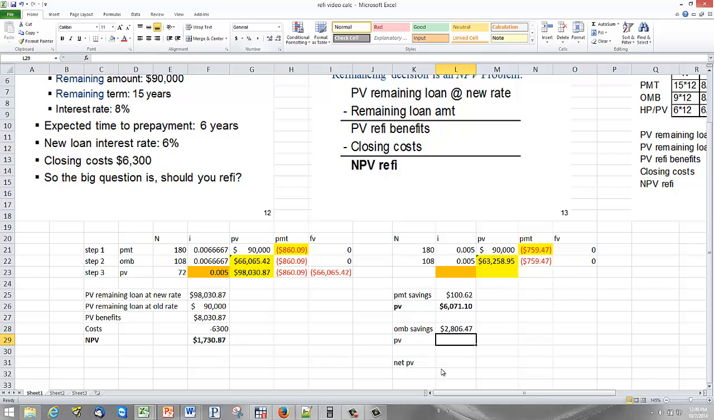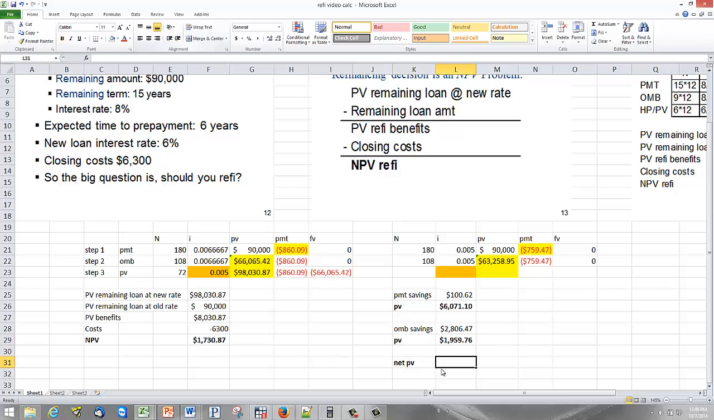Similarly, I want to find the present value of the outstanding mortgage balance, and I'm going to use the new rate. It occurs 72 months from now. I have no interim payments, and then my future value is that much. Again, I flip the sign just to make it positive. So in terms of present value, my savings is about $2,000 from there.